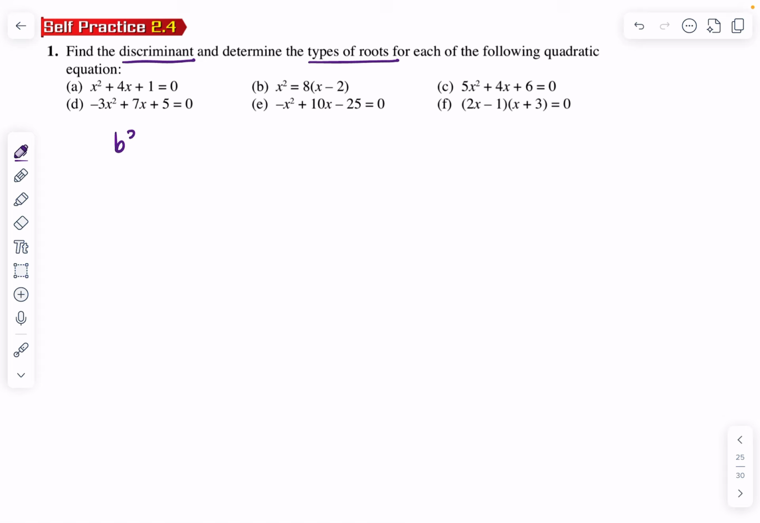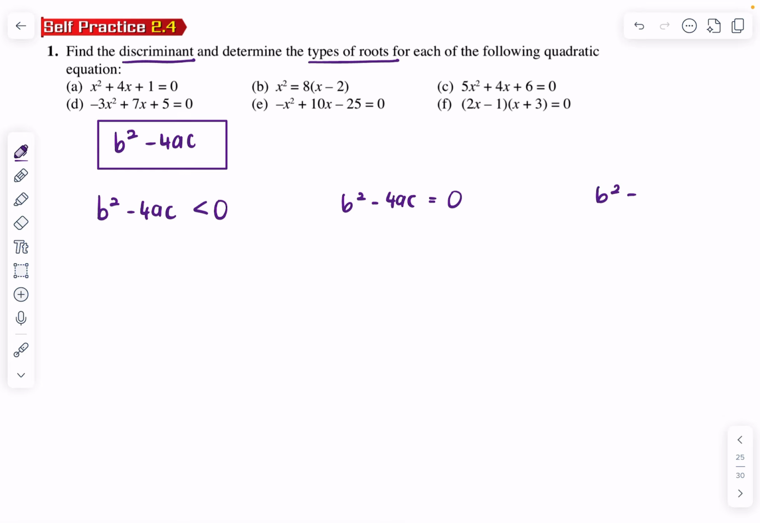Question 1. Find the discriminant and determine the type of roots for each of the following quadratic equations. Okay, so discriminant is b square minus 4ac. This is the discriminant. So how to determine the type of roots? There are three scenarios. One is if b square minus 4ac less than 0, b square minus 4ac equal to 0, b square minus 4ac more than 0.